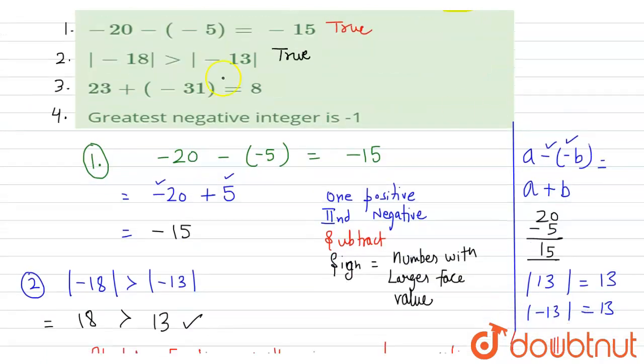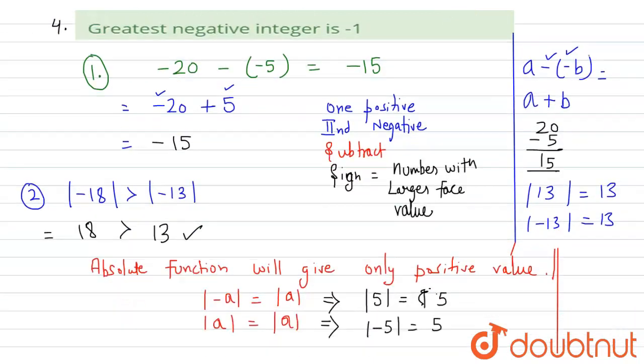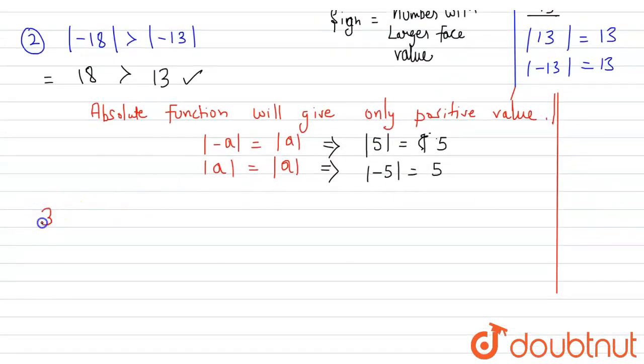Now let's look at option number 3. It says 23 plus negative 31 gives us 8.